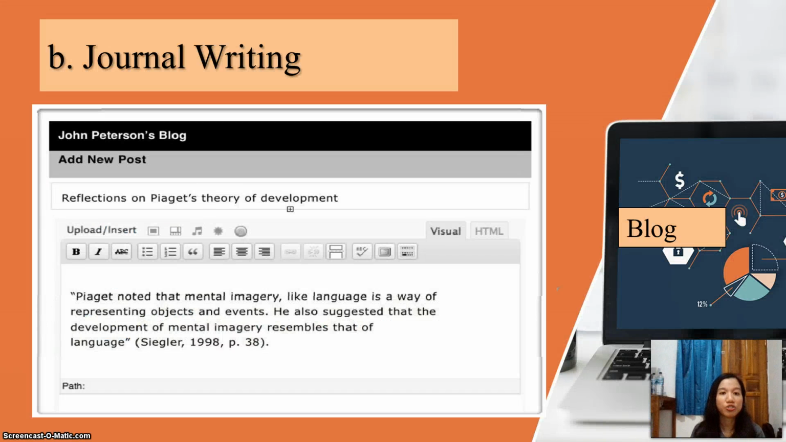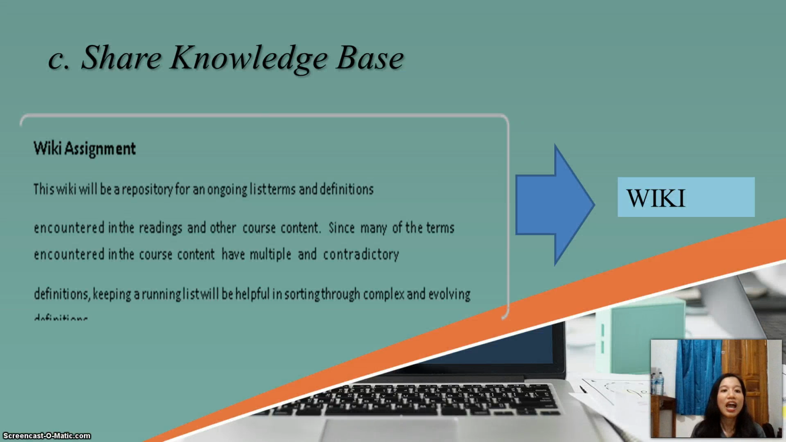And next is about journal writing. Journal writing is the activity that makes students reflect on their own ability to take new knowledge or develop new skills, and the tool that is used is blog. And the next is about shared knowledge base. Shared knowledge base is the activity that asks students to collaborate to develop their knowledge and their critical thinking. And the tool that is used is wiki.